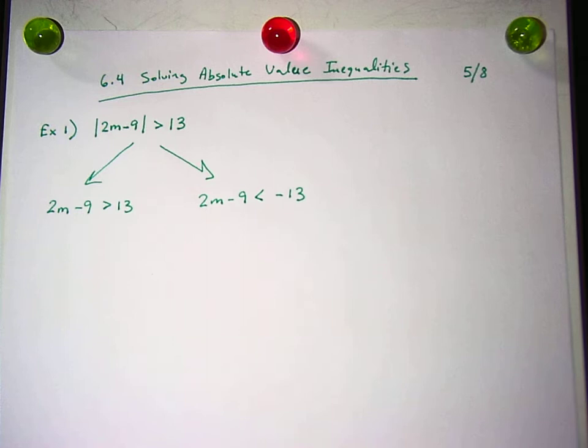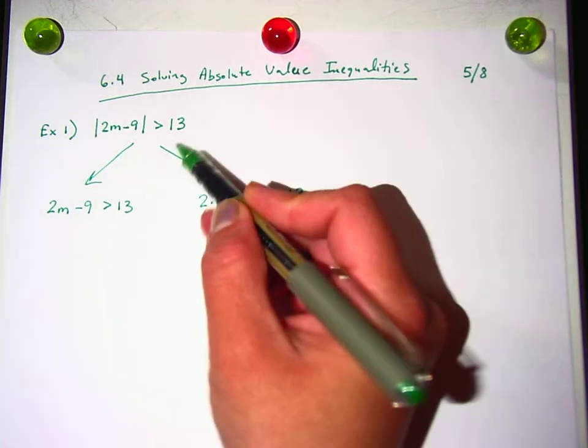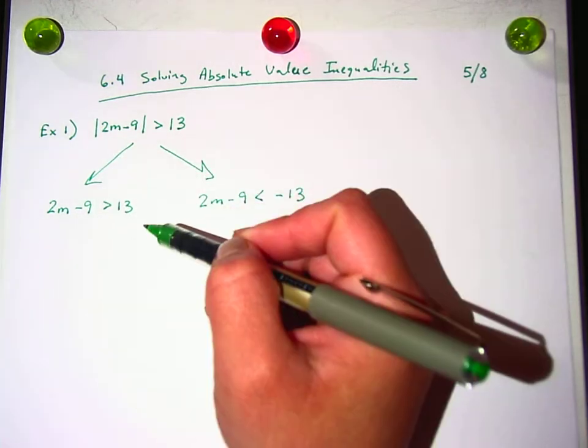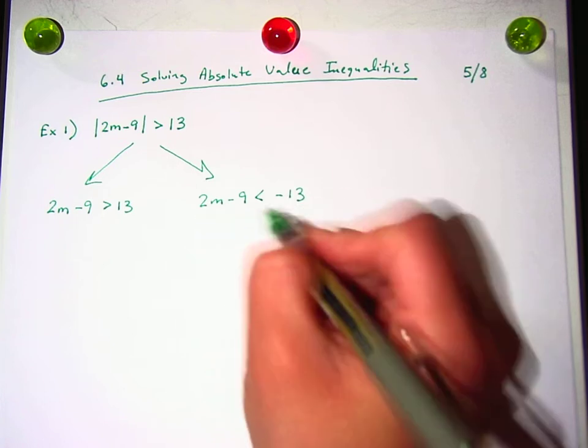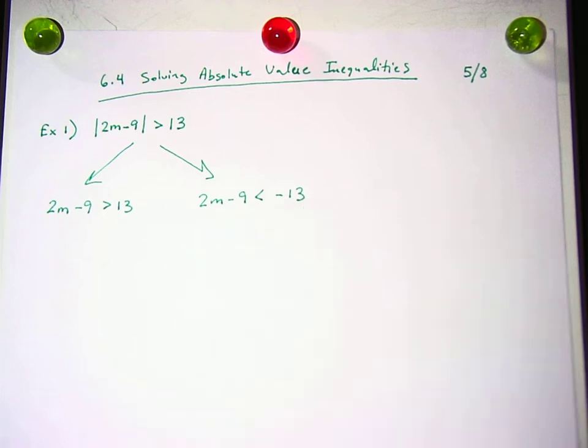So the first equation that you write looks exactly like the original equation, just without those absolute value signs. And the second equation, the left side looks exactly the same. Then you switch the sign and add a negative to the right side. And then you solve it like normal. And that is the complete and utter tale of how you solve absolute value inequalities.